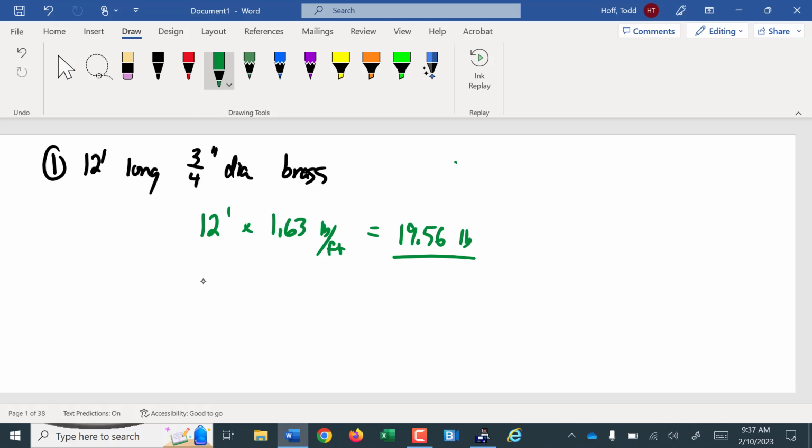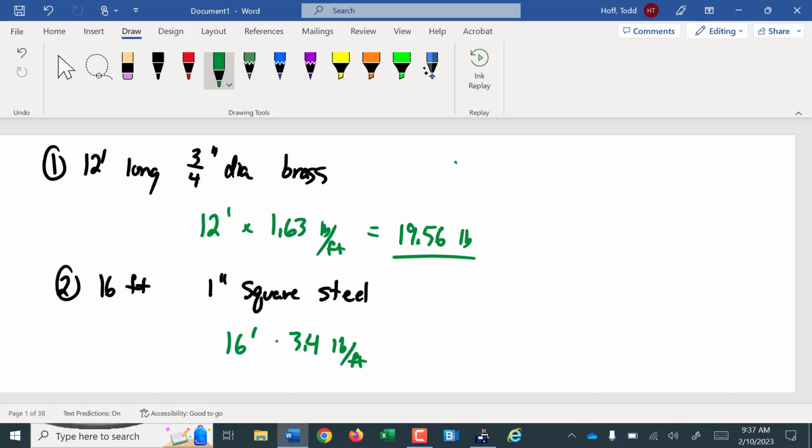Any questions on that one? So number 2, we have a 16-foot piece of 1 inch square steel stock. So 1 inch square, is it 3.4? Again, that's pounds per foot. And we take that times the length of 16 feet, which gives us 54.4. Perfect.